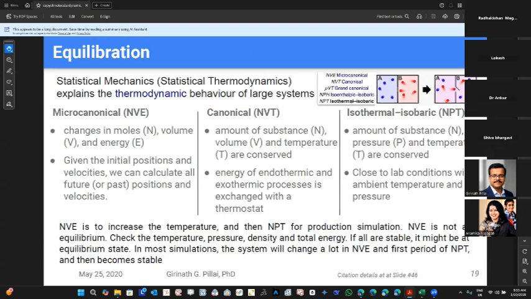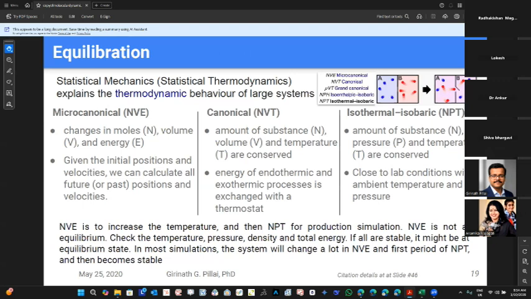Now, equilibration can be done in three different steps with three different thermodynamic behaviors: NVE, NVT, and NPT. NVE is microcanonical, NVT is canonical, and isothermal-isobaric is NPT. So what is NVE? The number of moles N, volume V, and energy E. And canonical will be amount of substance N, volume V, and temperature T. And isothermal-isobaric is amount of substance N, pressure P, and temperature T.